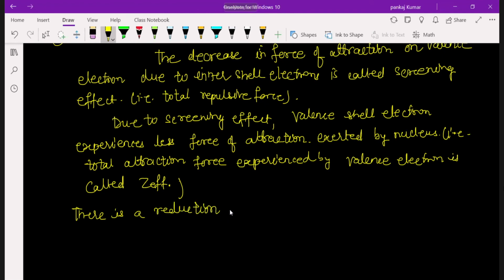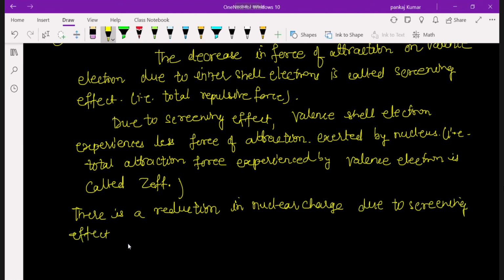Okay, so there is a reduction in nuclear charge due to the screening effect. Can you scroll up? Screening effect. Wait, let me complete it.